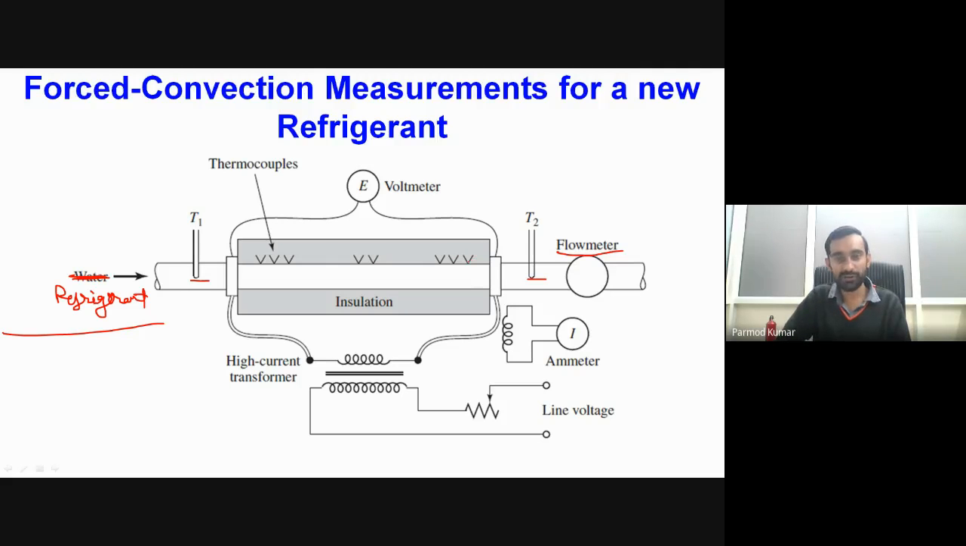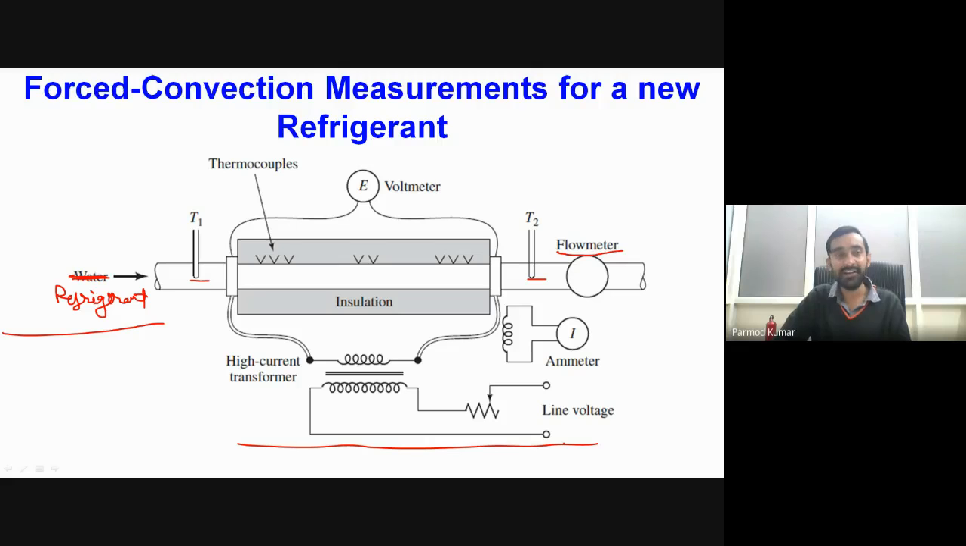And at the same point of time, we want to determine the value of heat flux. For that purpose, I have already told you what we have to do. The tube surface we have to insulate perfectly, so that whatever amount of heat we are adding, that entire heat is entering into the refrigerant only. So this schematic arrangement of the experimental setup I have already discussed.